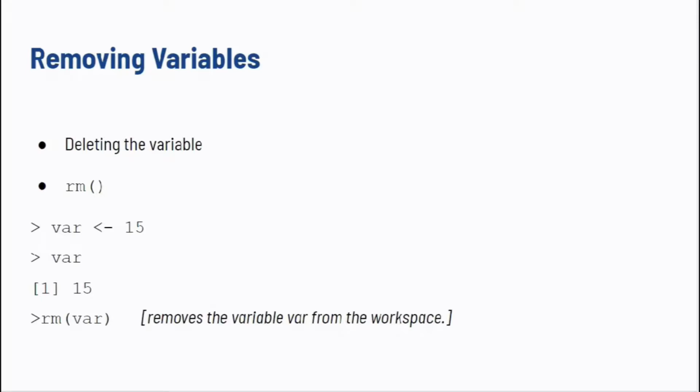So to remove or delete a variable, we use the command rm. Here we first declare a variable var with value 15 assigned to it. If you just type the variable name and press enter, it shows the value for that variable. To delete the variable, we use the command rm and in the bracket write down the variable name that you want to remove. This will delete the variable and remove it from your workspace.